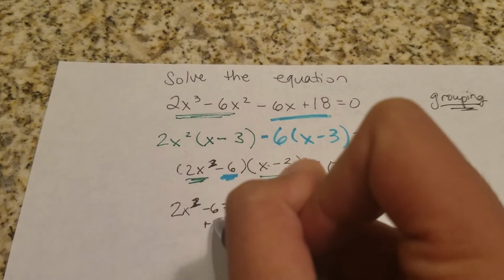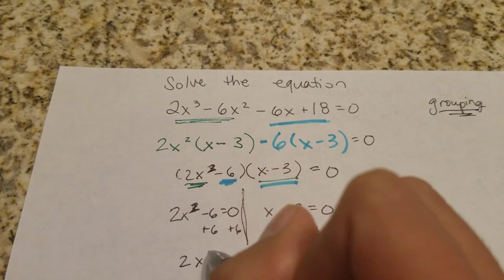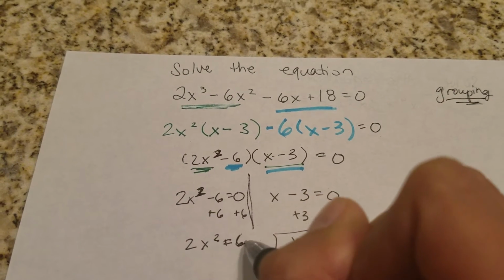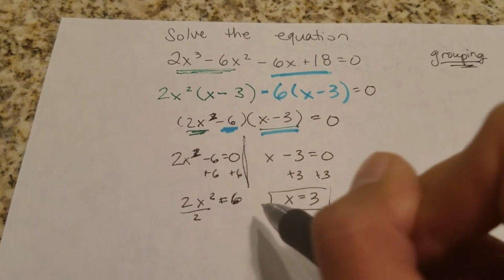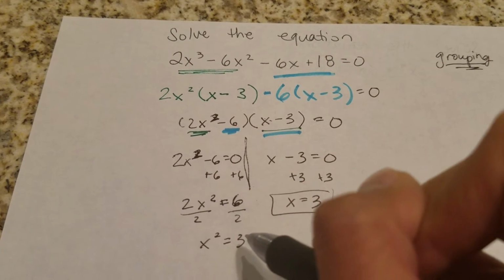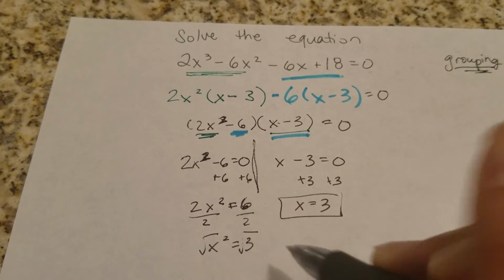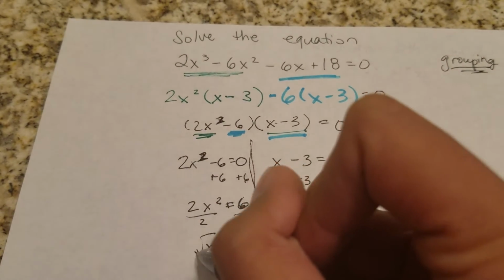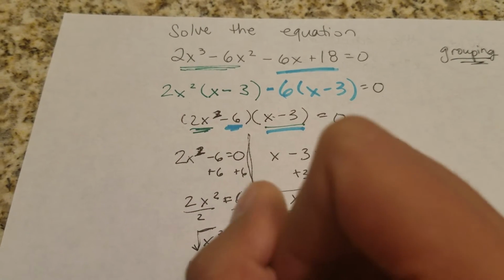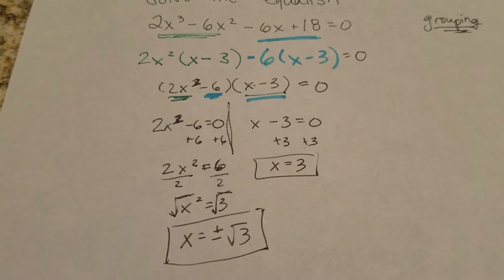Let's do this one, plus 6 to both sides. That's 2x squared equals 6. Divided by 2, I have x squared equals 3. When I square root both sides, the opposite of squared is square root. That is x equals positive or negative square root of 3. So that gives me a total of 3 solutions.